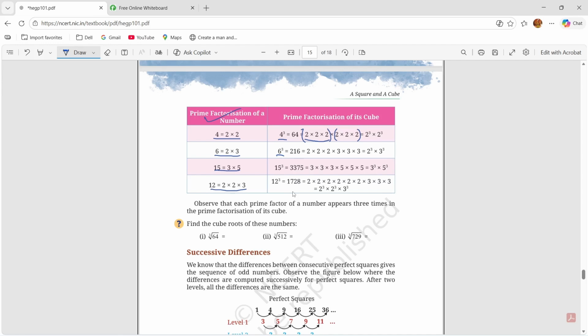Then what about 6? Here also you can keep a group of 3, number of 2 and 3. Here you can easily find out 2 times 3 all cube. Now what about 15 cube? This we have already done.